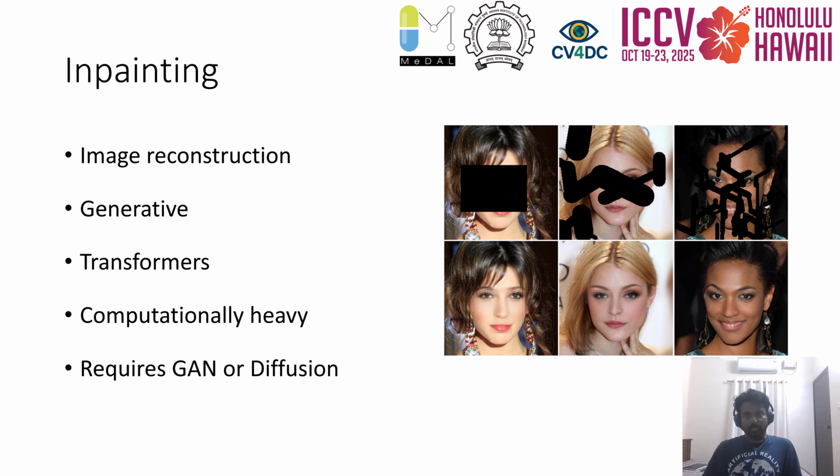Inpainting is the computational task of filling in the missing parts of an image. It's a generative task, and currently most of the state-of-the-art models are transformer based, which are really computationally heavy, and most of them require adversarial training as in a GAN or diffusion training.